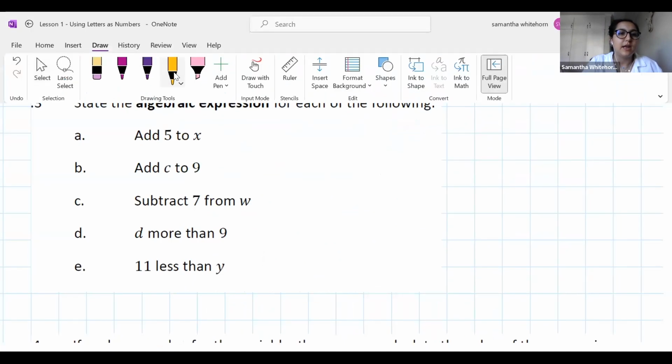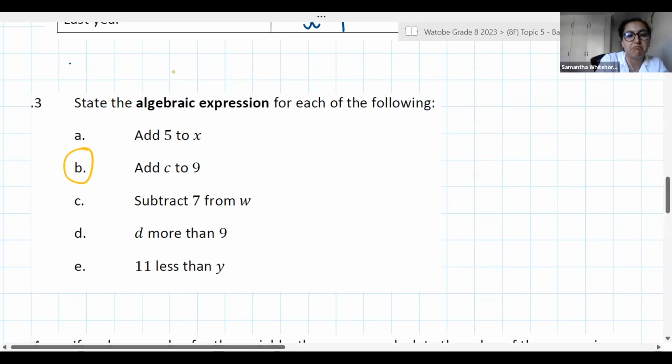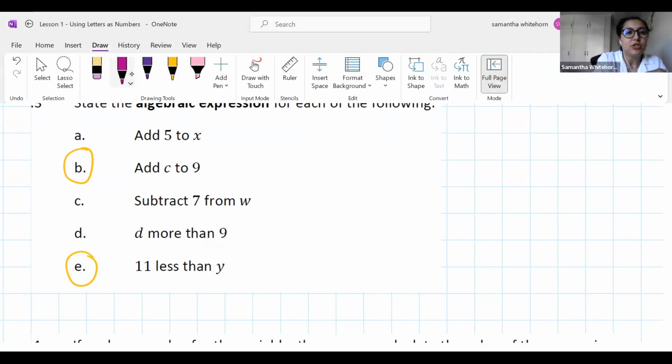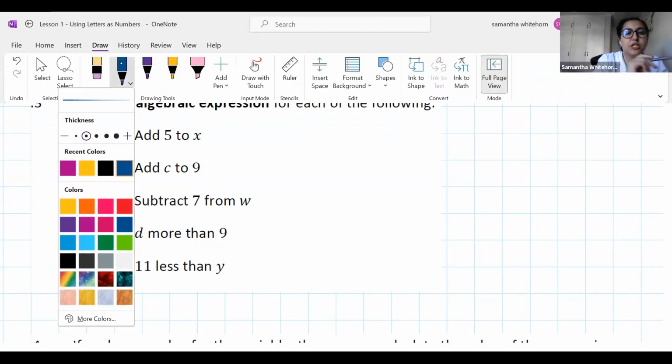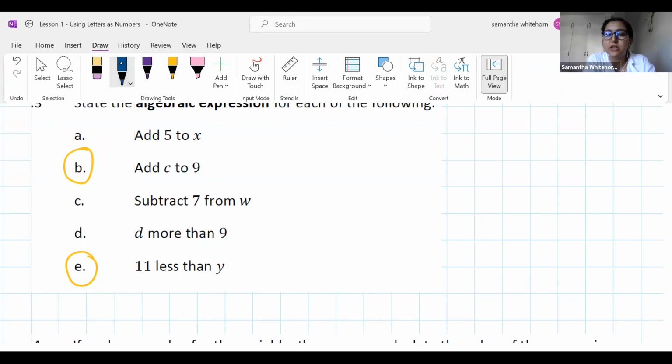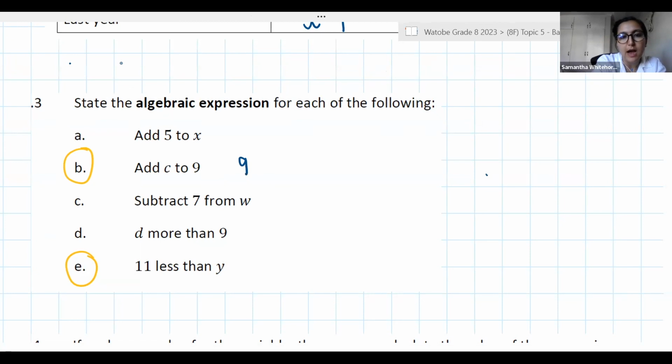Let us do together question B, and let's do question E. Okay. So if we look at question B, it is saying add C to 9. So I currently have the value 9. I want to add C to it. So my algebraic expression for that statement is 9 plus C. I am adding C to my value 9.